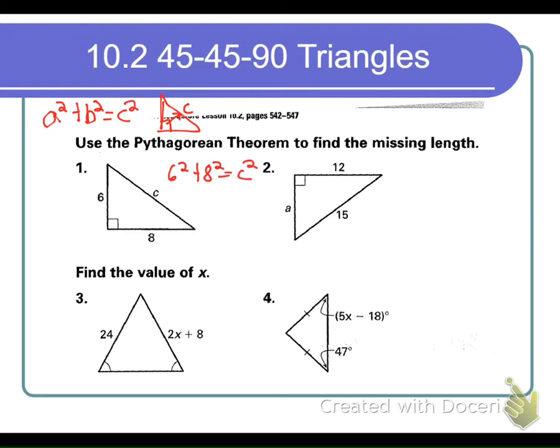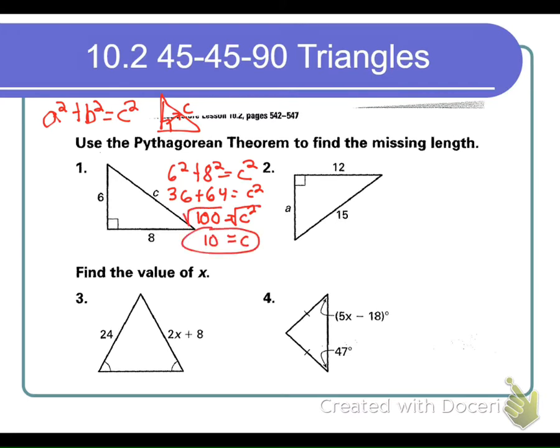What's 6 squared? 36. What's 8 squared? 64. Equals C squared. When you add those together, what do you get? 100. 100 equals C squared. How do we undo a square? Square root it. Square root of 100 is? 10. Yep, so C equals 10.